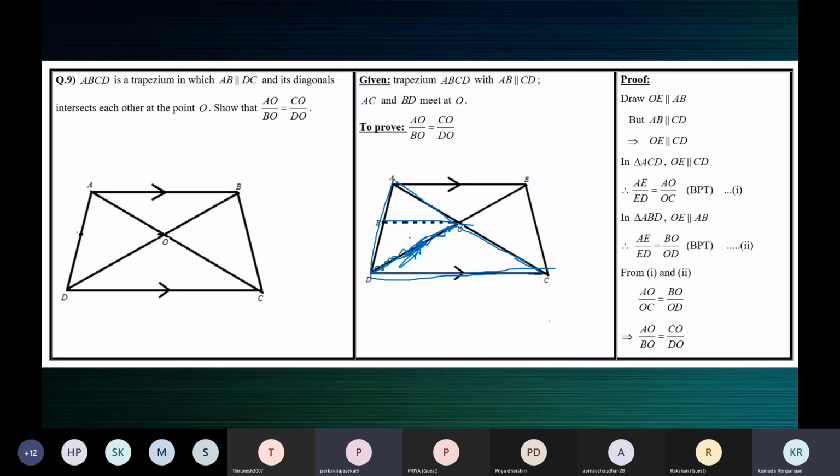So I was telling you, ignore this one. So in triangle ADC, we have OE parallel to DC. So by BPT we have AE by ED equal to AO by OC, because this is parallel to this side.